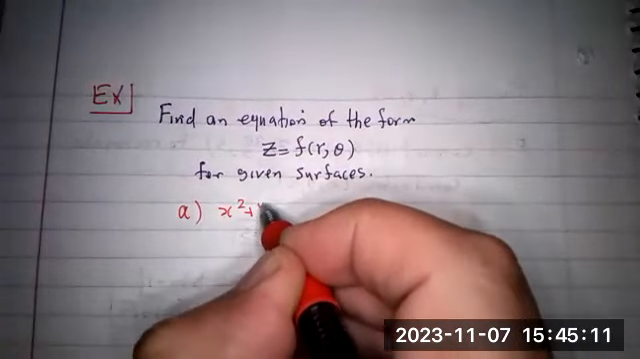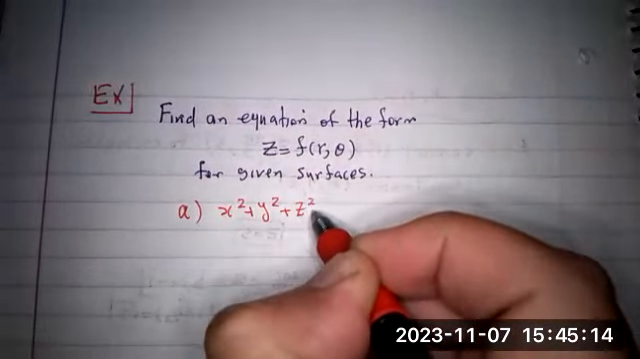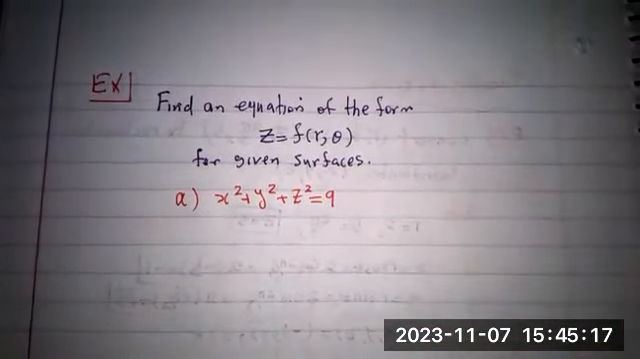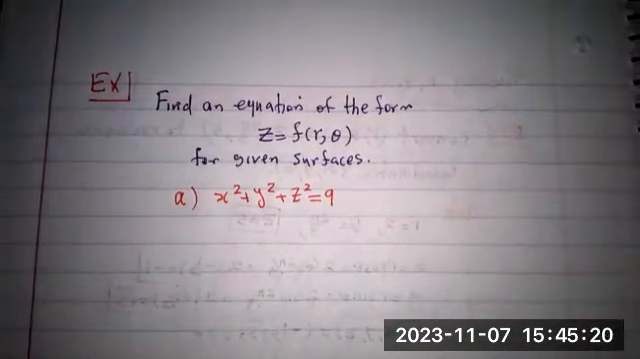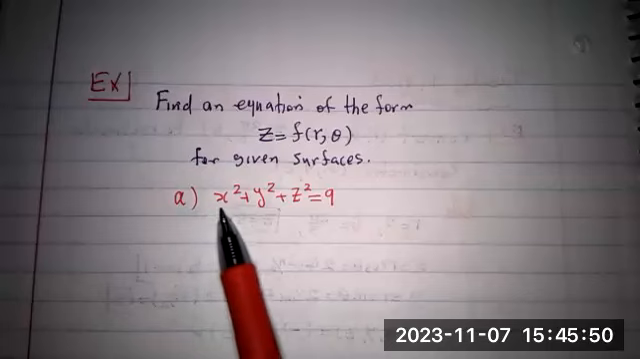X squared plus y squared plus z squared equal to 9. What is the graph of this equation? X squared plus y squared plus z squared equal to 9. Anybody? It's going to be what? Yes, a sphere. It's a sphere. It would be a very popular case for the spherical coordinate. But sometimes this would be given to you in cylindrical coordinates, so you have to change it, you see.